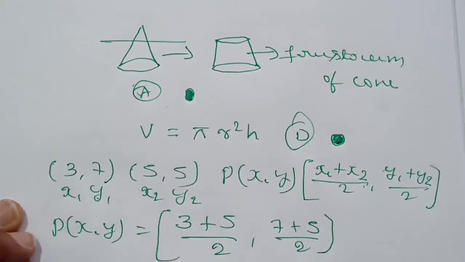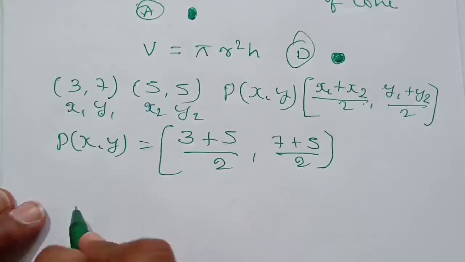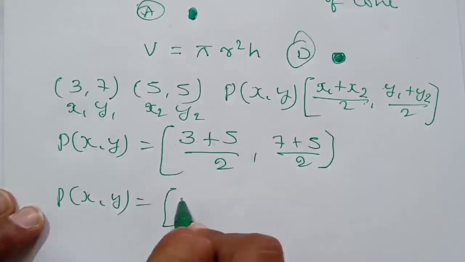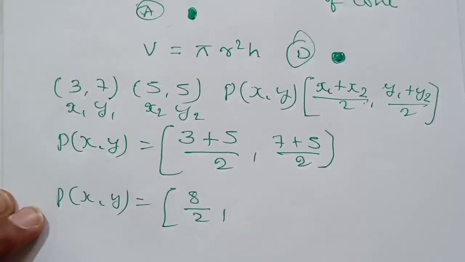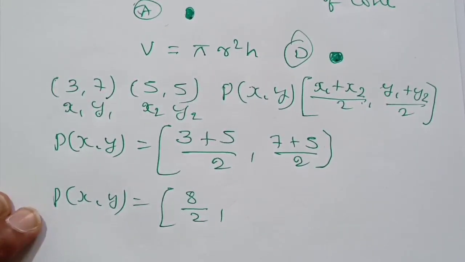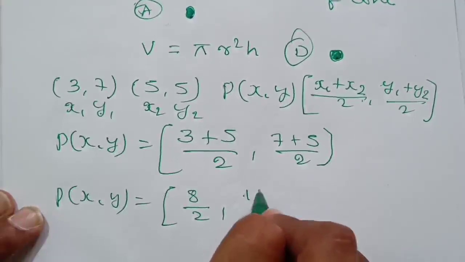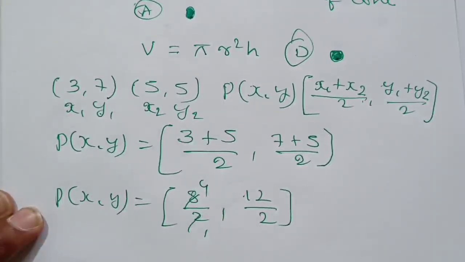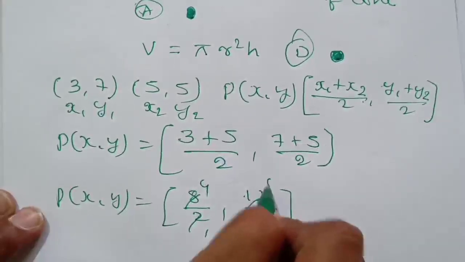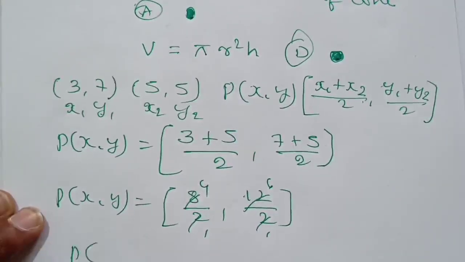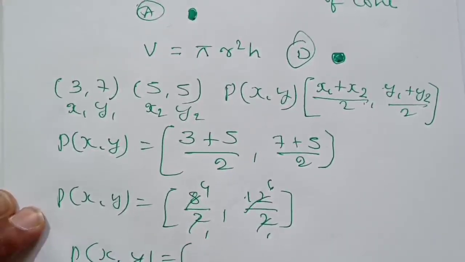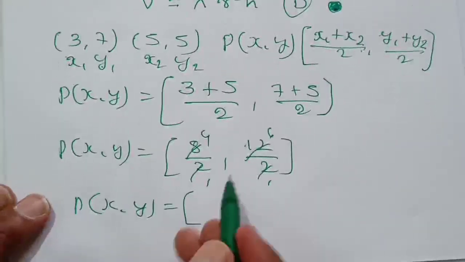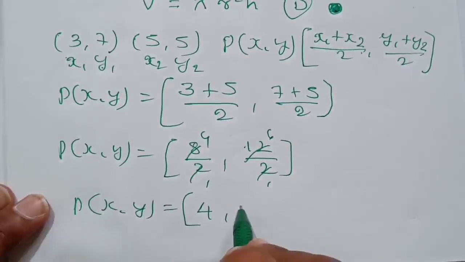So therefore simplify this. P(x, y) equals 3 plus 5 is 8 divided by 2, now 7 plus 5 is 12 divided by 2. So 2 ones are 2, 2 fours are 8, so 4. Now 2 ones are 2, 2 sixes are 12, so 6. Therefore the midpoint of the line joining points (3, 7) and (5, 5) will be (4, 6).